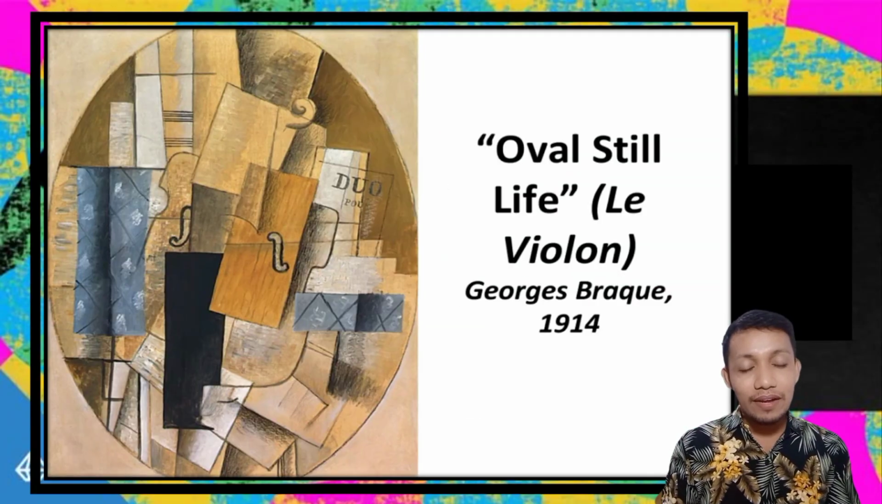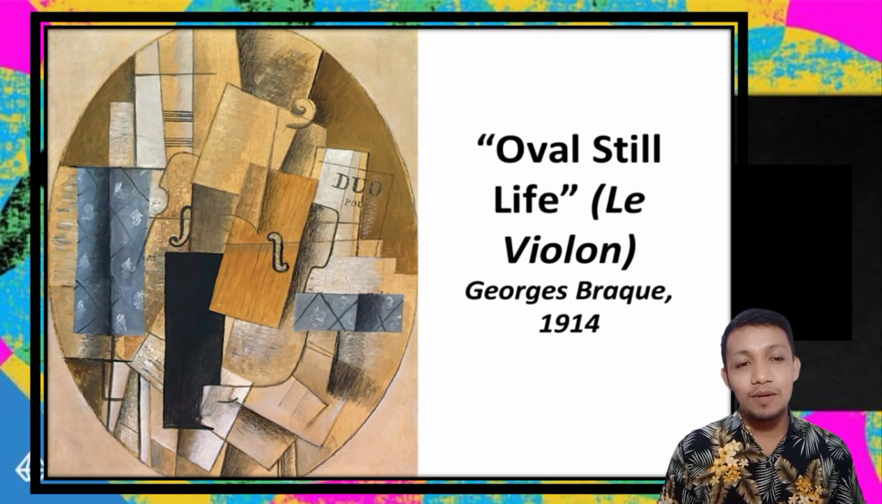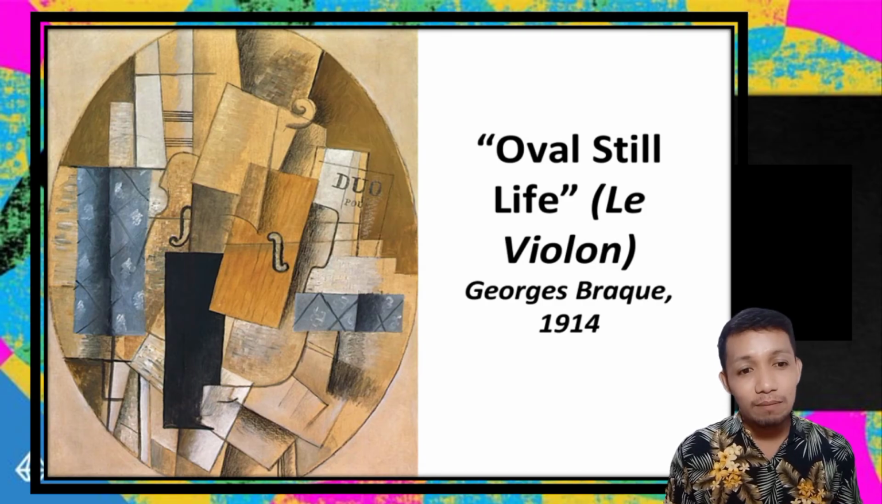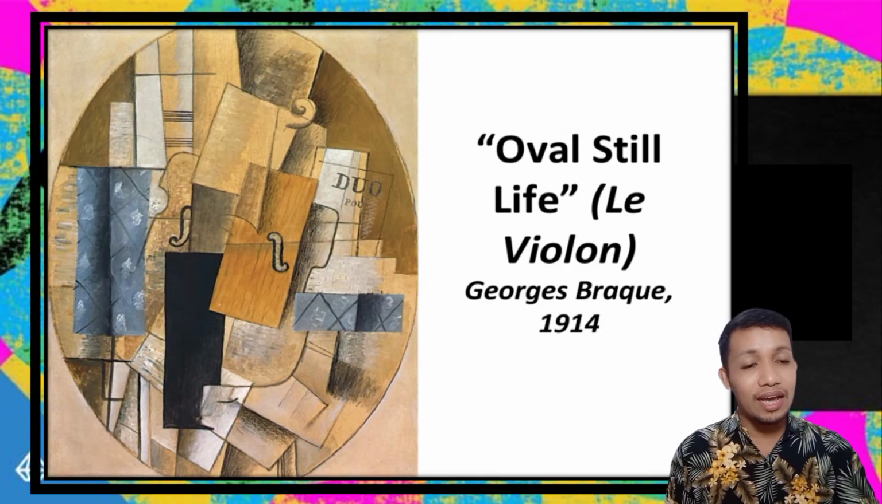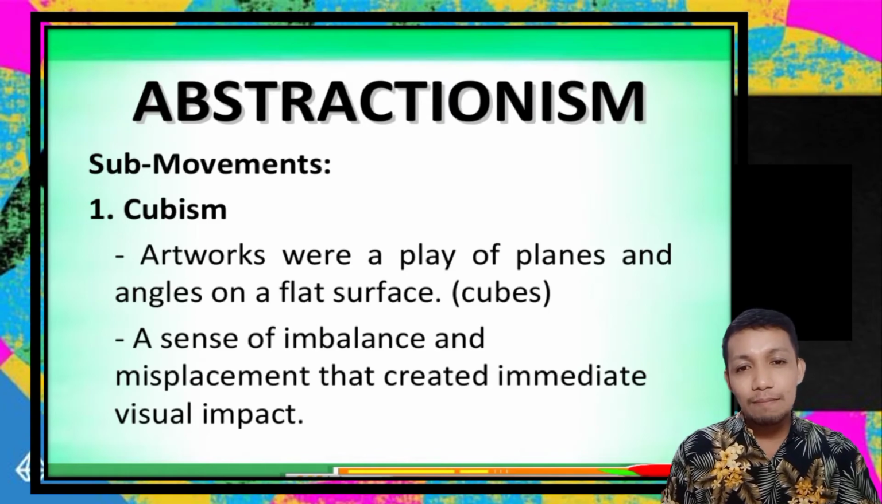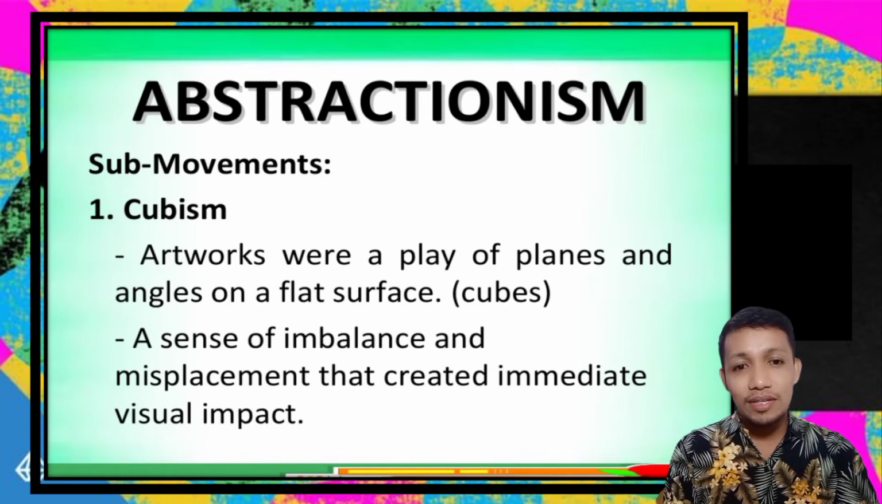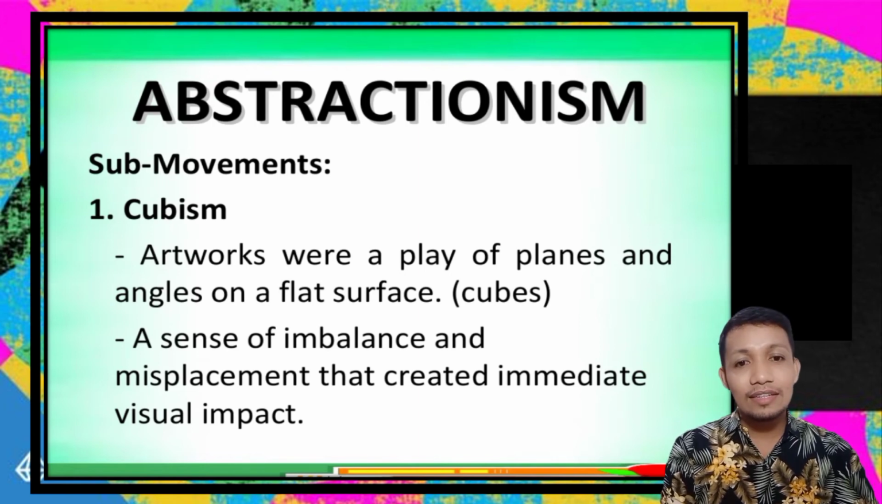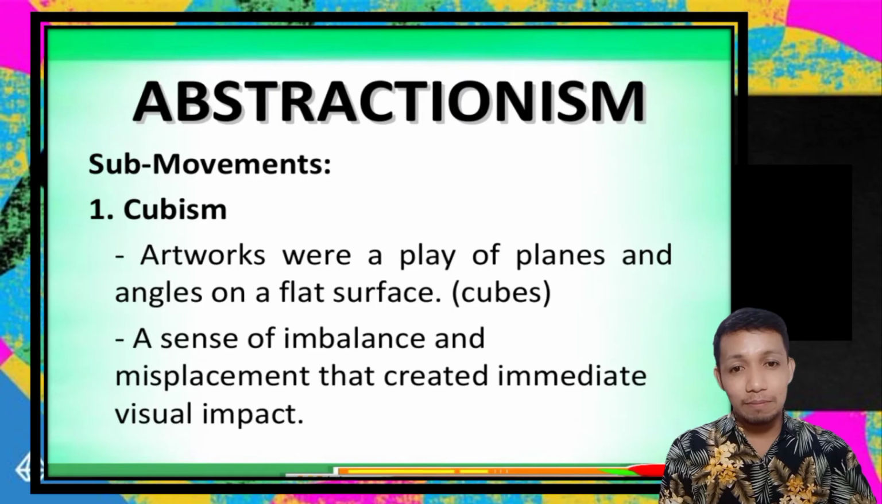Here is the perfect example of abstractionism, which is entitled Oval Still Life or Le Violon by Georges Braque in the year 1940. Abstractionism has subcomponents. These are Cubism, Futurism, Mechanical style, and Non-objectivism.